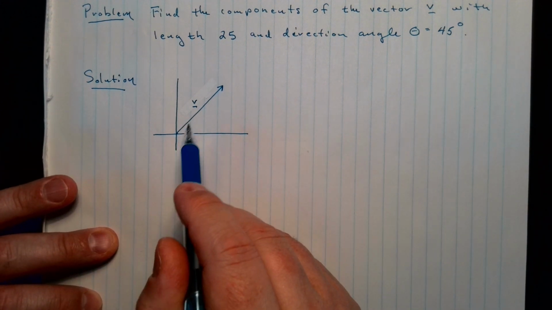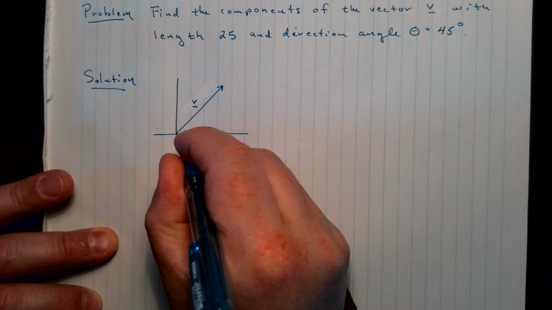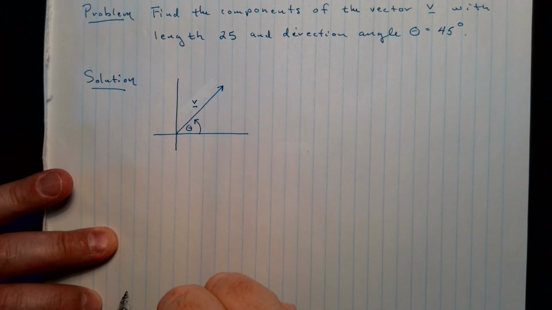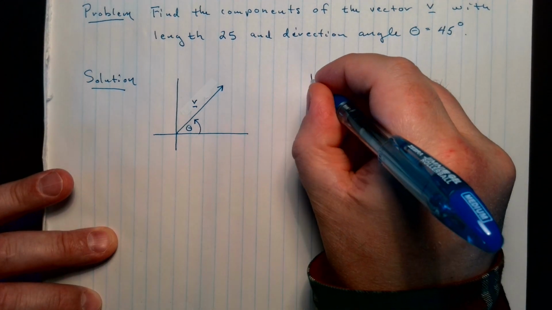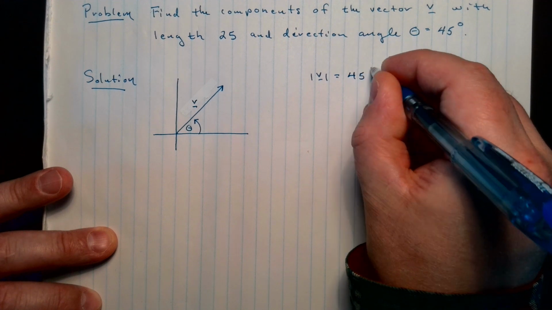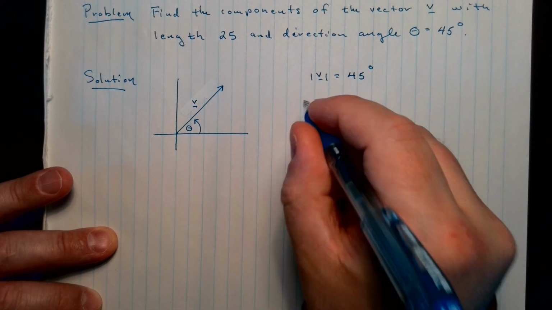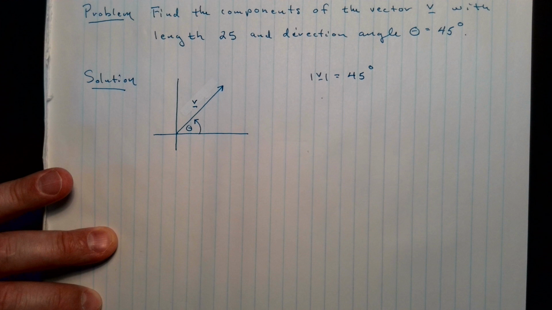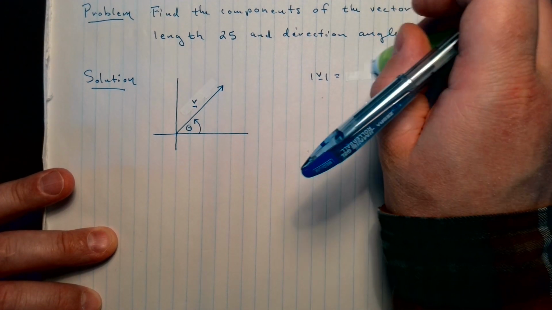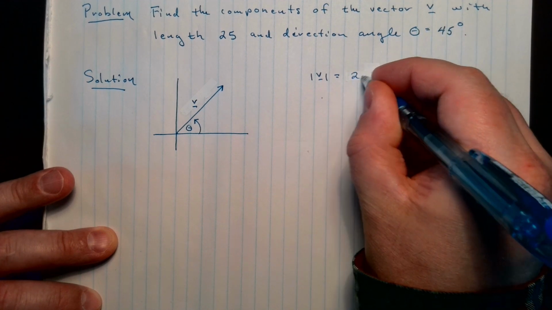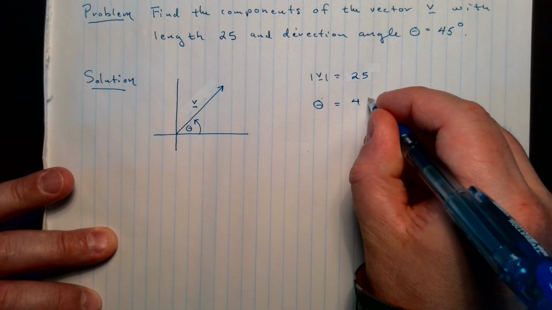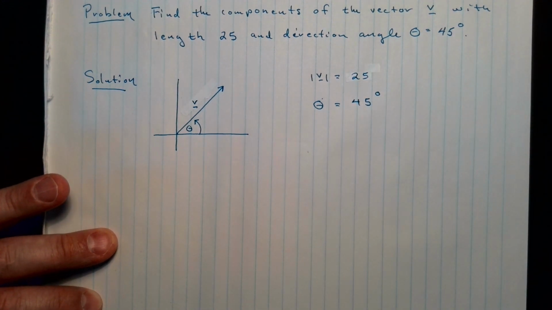So I've gone ahead and drawn a representation of this vector here. So here's our angle from standard position. We know that's 45 degrees. And we also know that the length of this vector is 25. So our length is 25, and our direction angle is 45 degrees.